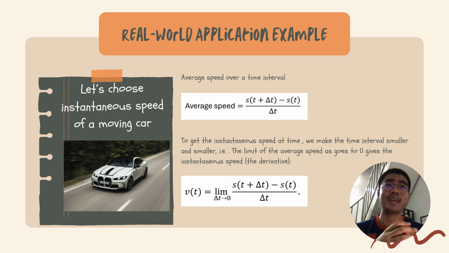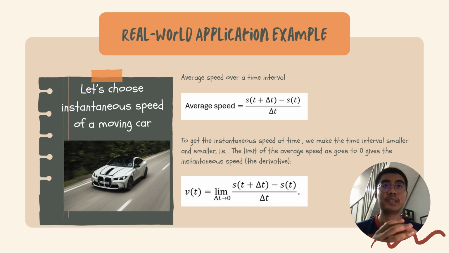Next, let's look at a real-world application, finding the instantaneous speed of a moving car. Usually, we calculate average speed using this formula. Average speed equals s of t plus delta t minus s of t, all divided by delta t. Here, s represents position and delta t represents a change in time.